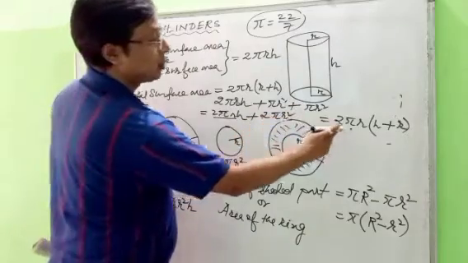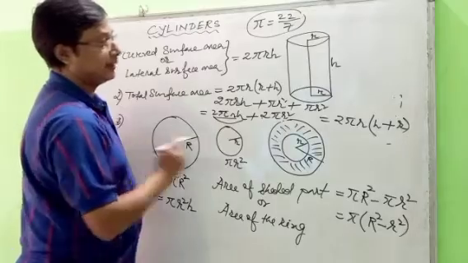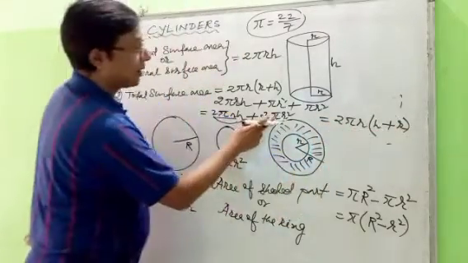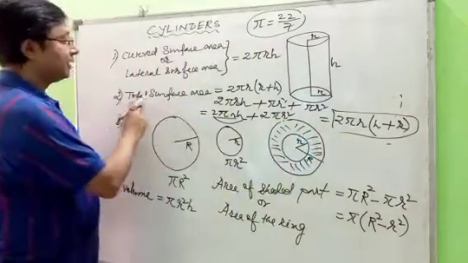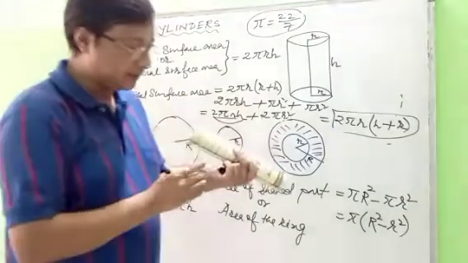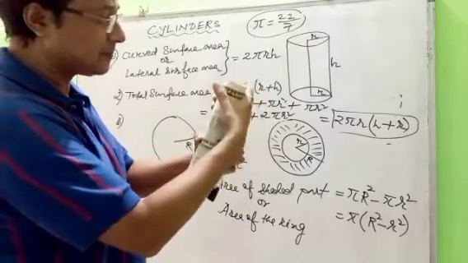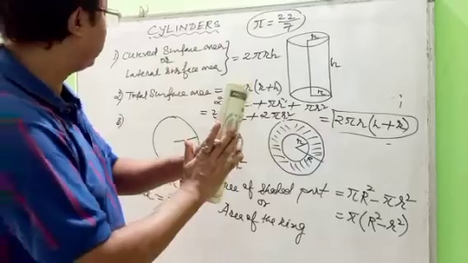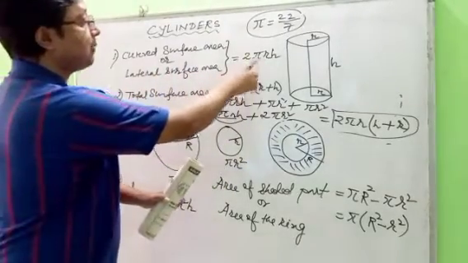So it is 2 pi r h, then 2 pi r into r, so 2 pi r square. This is the formula to find the total surface area. To get the total surface area, we take the curved surface area, also called the lateral surface area, which is given by 2 pi r h.